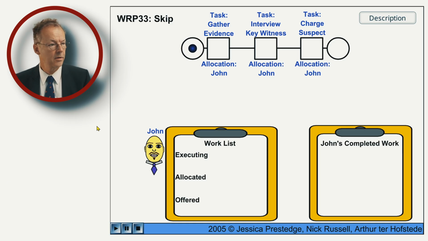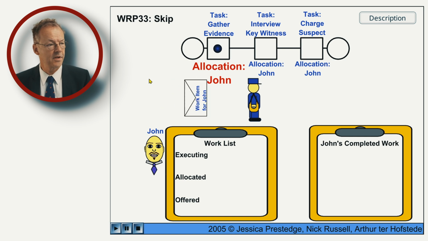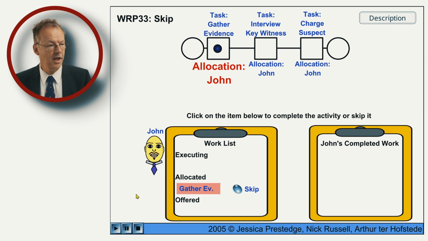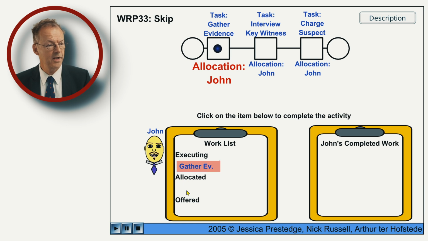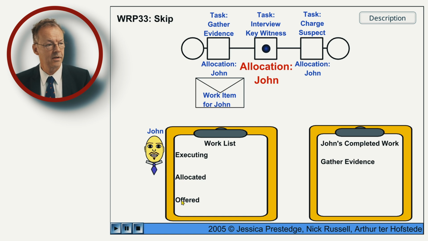Okay, so here we have the skip workflow pattern. The first work item, gather evidence, is now allocated to John. And John can now either skip it or just execute it. So let's execute this normally. And after executing it, it's completed.